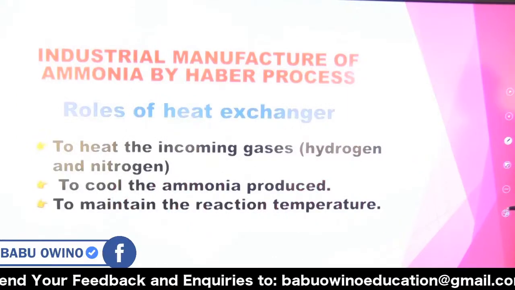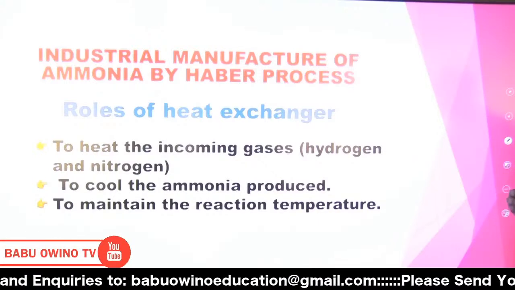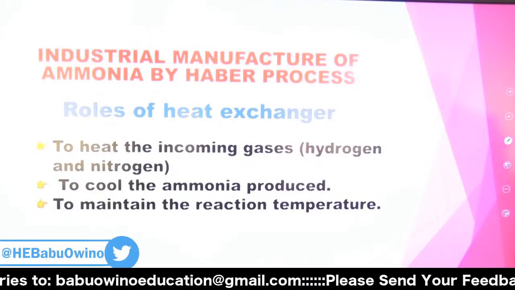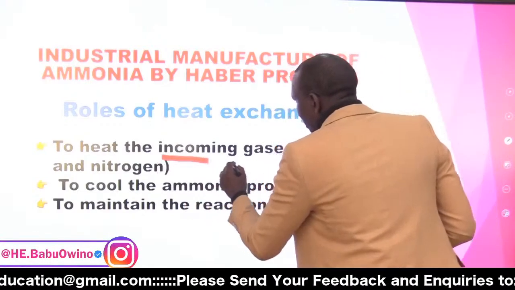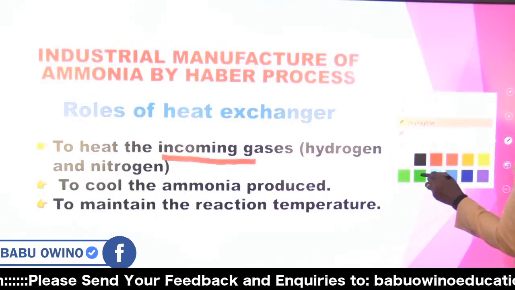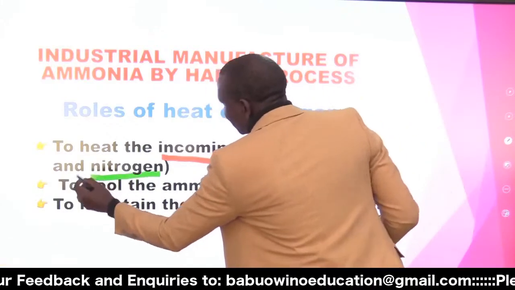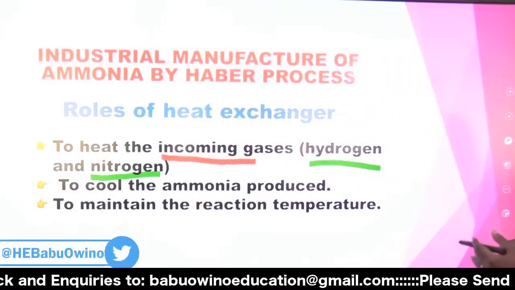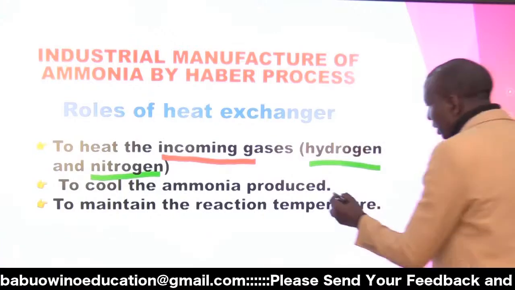Before we go to the catalytic chamber, we look at the role of the heat exchanger. The heat exchanger is to heat the incoming gases. The gases that are being heated are what? Nitrogen and hydrogen. So it heats the nitrogen and hydrogen gases and cools the ammonia produced.